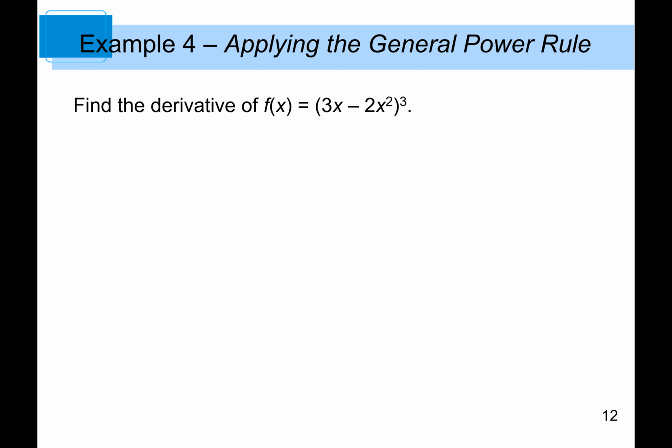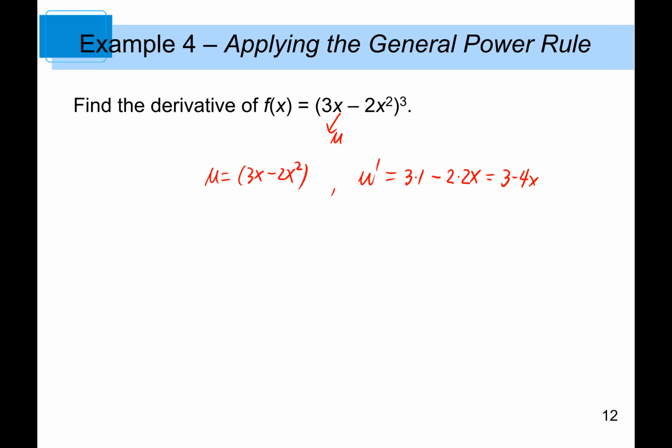Find the derivative of f of x equals (3x minus 2x squared) to the third power. Obviously this is a composite function of something cubed, so we assume this is our u. So u equals 3x minus 2x squared. Then for u prime, we can use the power rule. The derivative of x becomes 1, so 3 times 1. The derivative of x squared becomes 2x, so we get 3 minus 4x.